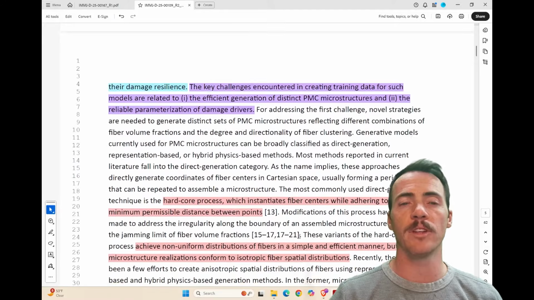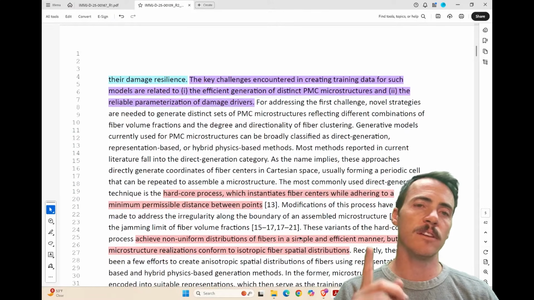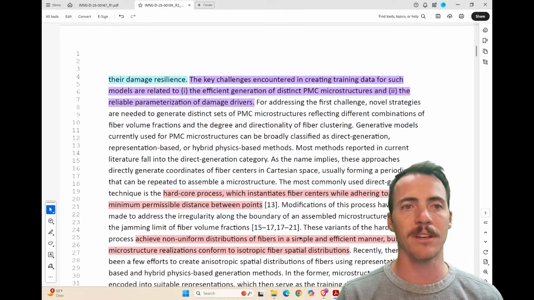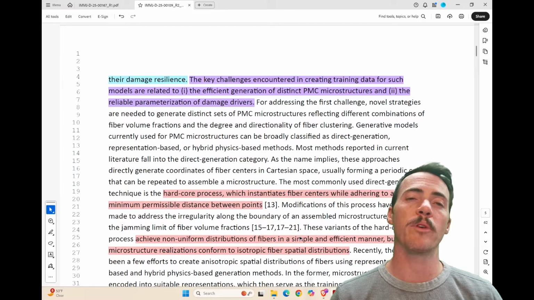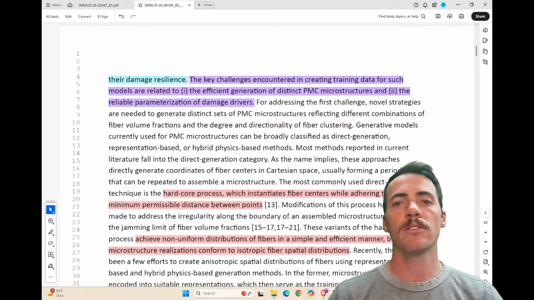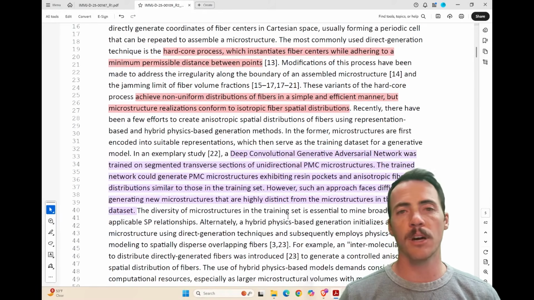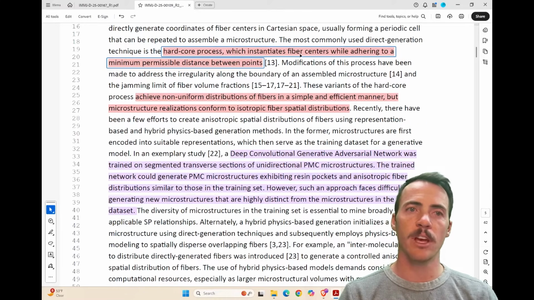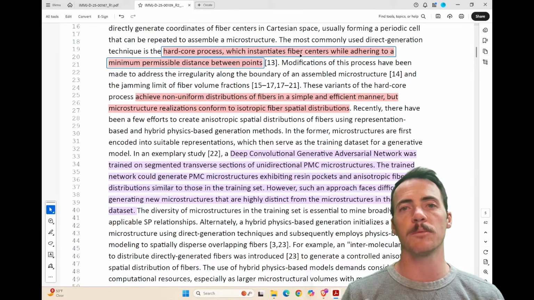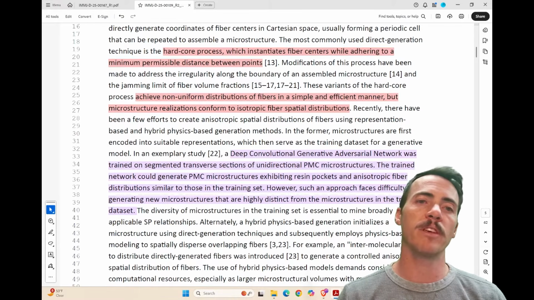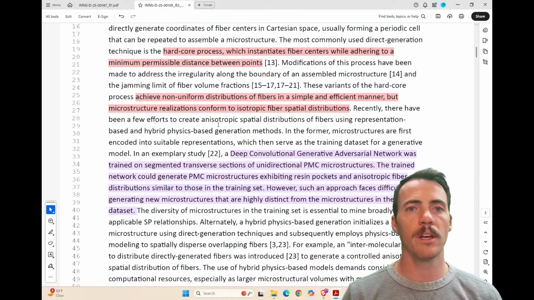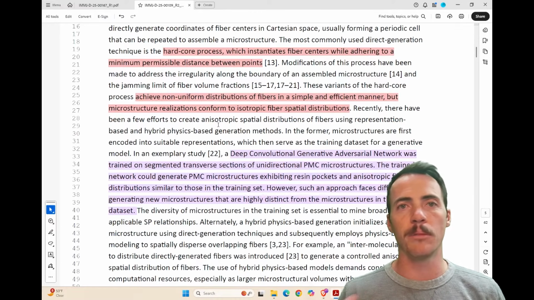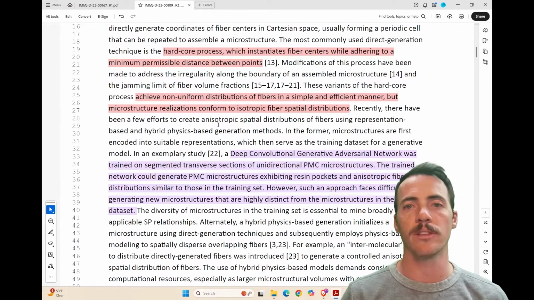They point out there's some problems with the data that's out there. First off, they say it's inefficient at generating distinct microstructures. They all kind of look the same. And second, you need reliable parameterization of the damage drivers. So what are the approaches that are used out there? There's a couple, right? There's the so-called hardcore processes, which instantiates fiber centers while adhering to minimum permissible distances between points, okay? The problem with these is that they don't achieve non-uniform distributions very easily, and they tend to be isotropic. But that's not how all materials are. So we want something that can also generate non-isotropic arrangements.